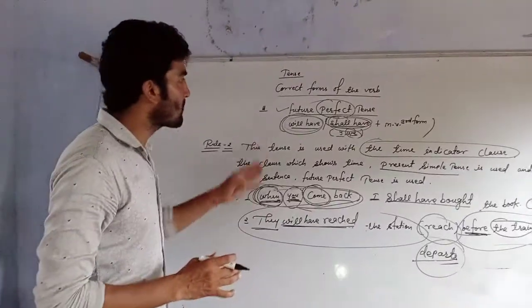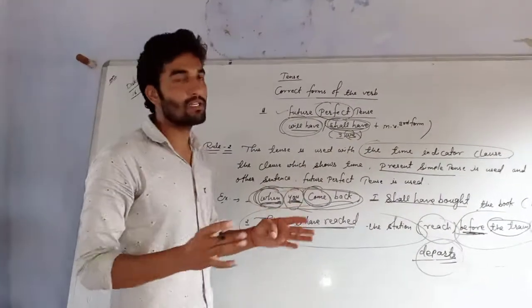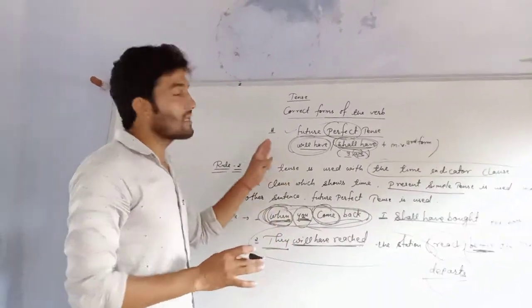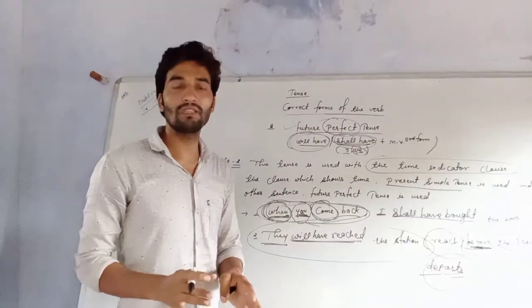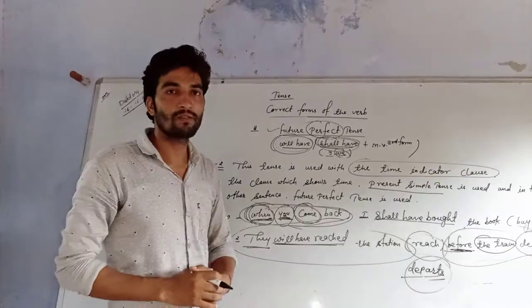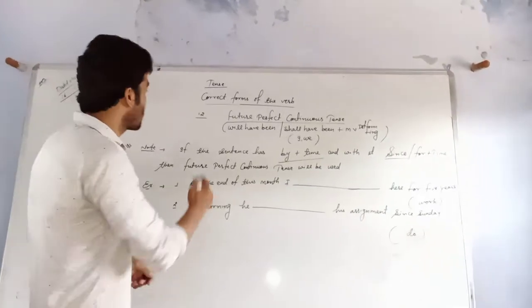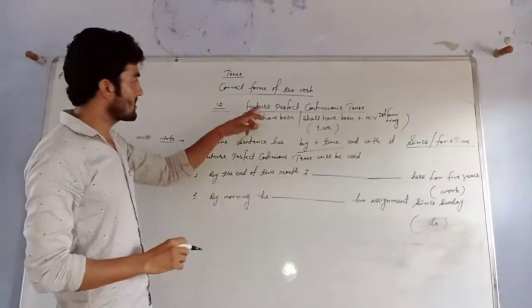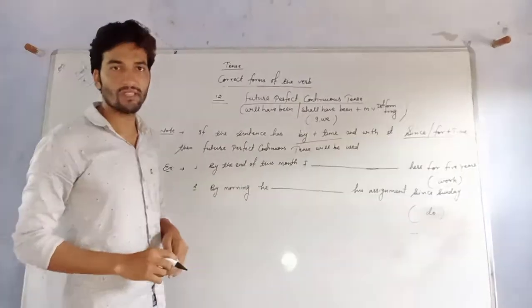So your future perfect tense is completed, your 11th part is completed, and the last is the 12th part, the future perfect continuous tense. So look at the next part. This is your last part of correct forms of the verb, which is the future perfect continuous tense.